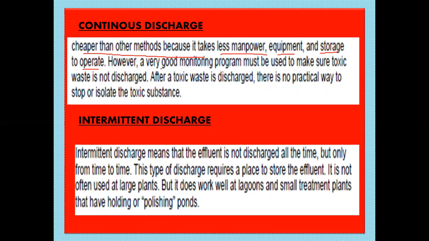However, a very good monitoring program must be used to make sure toxic waste is not discharged. Toxic waste ante enti? The chemicals which will harm the human beings as well as the aquatic animals. So which one is the cheaper method? Continuous discharge is a cheaper method when compared to the intermittent discharge.